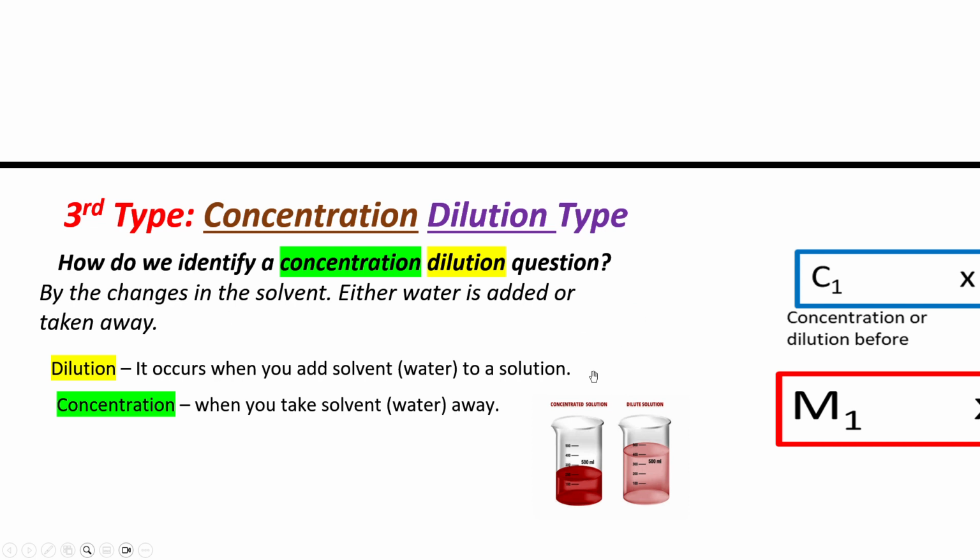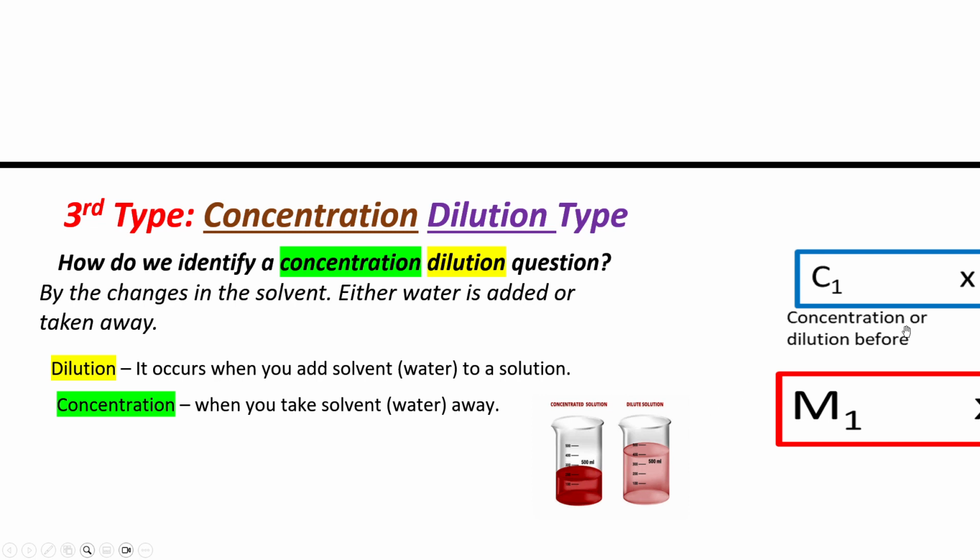For example, here on the left hand side, we have a concentrated solution. If we were to add water to this solution, it would become diluted and it would look like this right here. Vice versa, if you have a diluted solution, and some of that water evaporates, then you now have a concentrated solution.